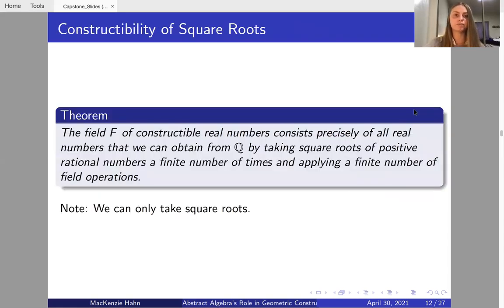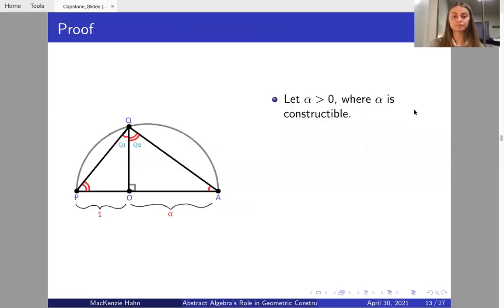Moving on to a theorem, we can find that using a compass and a straight edge, we can only draw lines and circles. And so we can have the intersection of two lines, the intersection of a line and a circle, and the intersection of two circles. And the equations of the lines and the circles formed by those intersections are either going to be linear or quadratic. And because of that, we can only take square roots. So next, we're going to show that the square root is constructible.